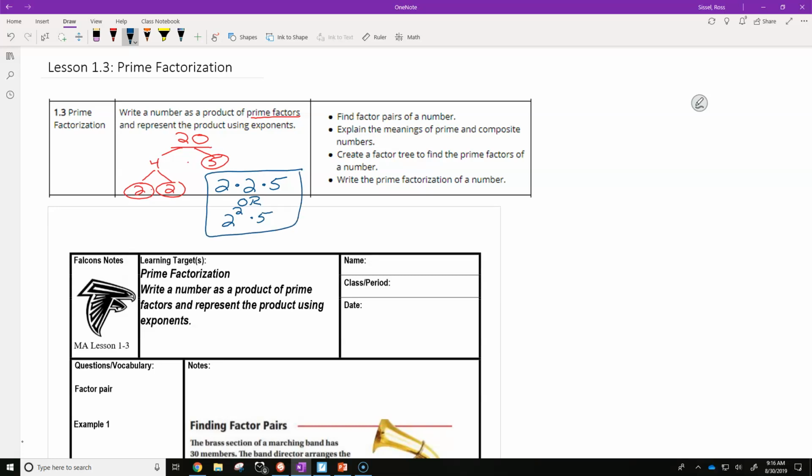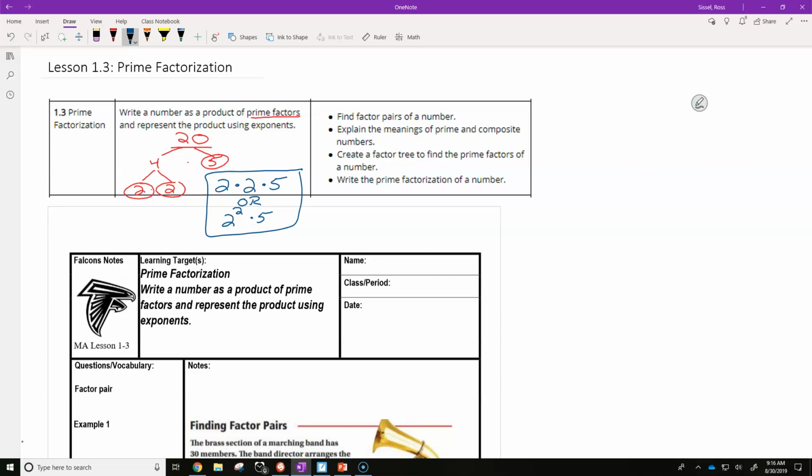You're going to learn how to do that. I'm going to give you any number. You're going to break the number down into prime numbers that are being multiplied. That's what it means by prime factors. Remember, factors are numbers multiplied together to give you a product.